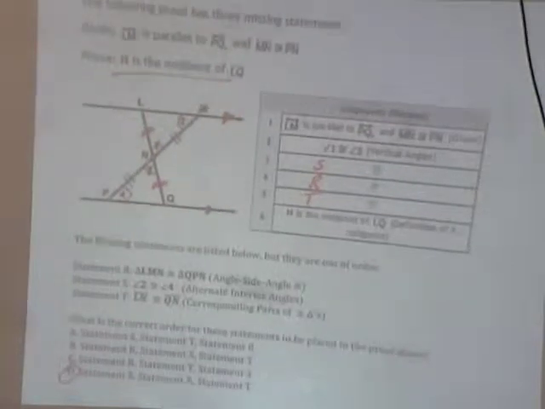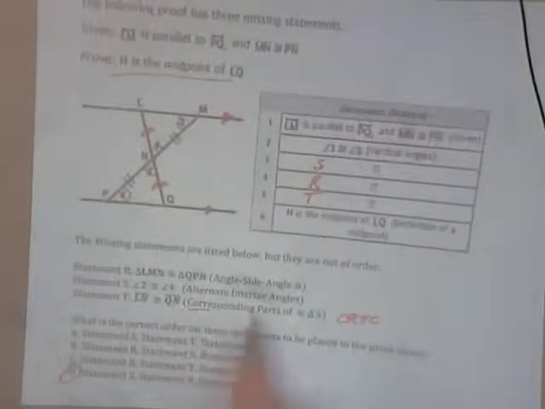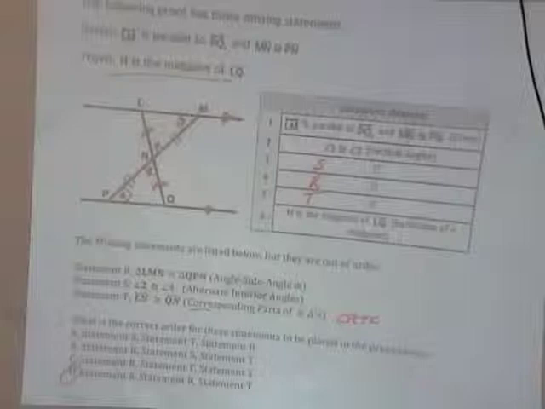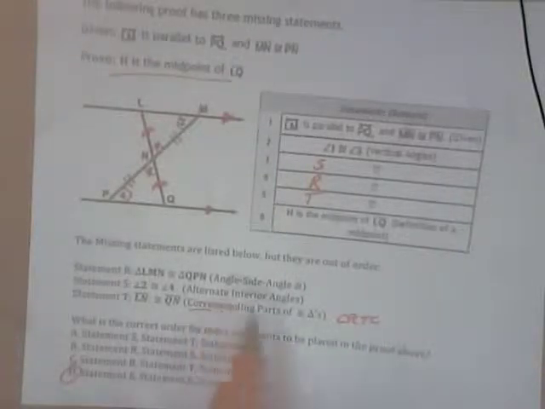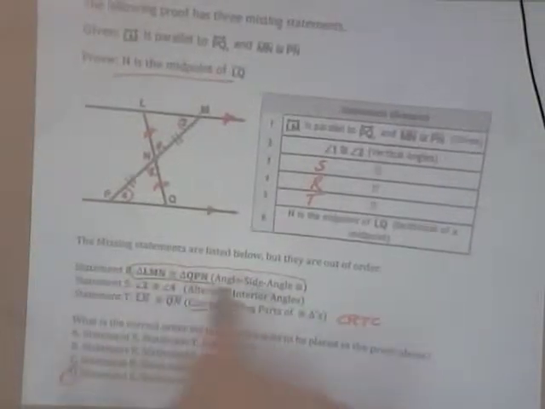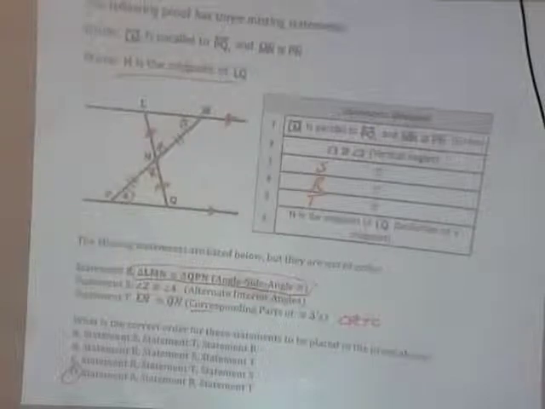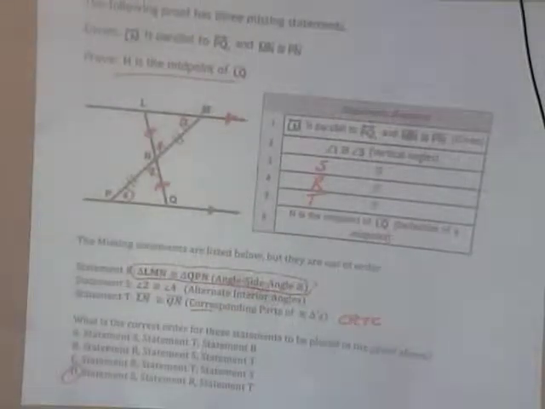Questions on 21? A little hint: CPCTC, corresponding parts of congruent triangles are congruent, always comes after you prove 2 triangles congruent. Once you prove the 2 triangles congruent, that's when you can use CPCTC right after that. Okay? All right, 22.